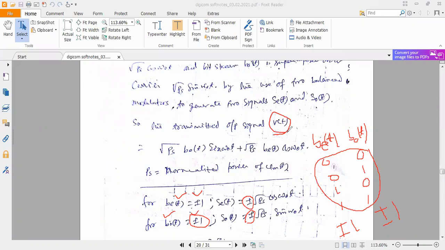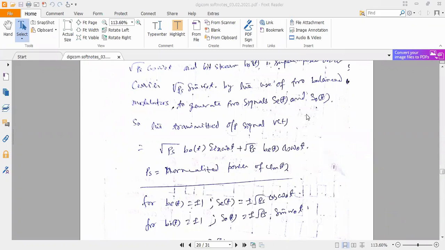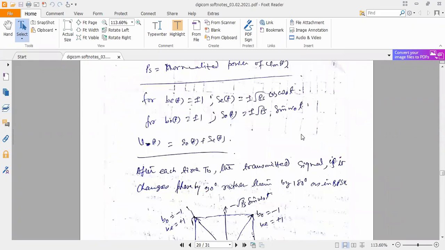We have four possible combinations of VT, isn't it? Suppose BET and BOT are both plus, this is the first; then plus minus, minus plus, and minus minus. So four possible combinations of output voltage may be available at the output of a QPSK transmitter circuit. Four possible, you remember this one.